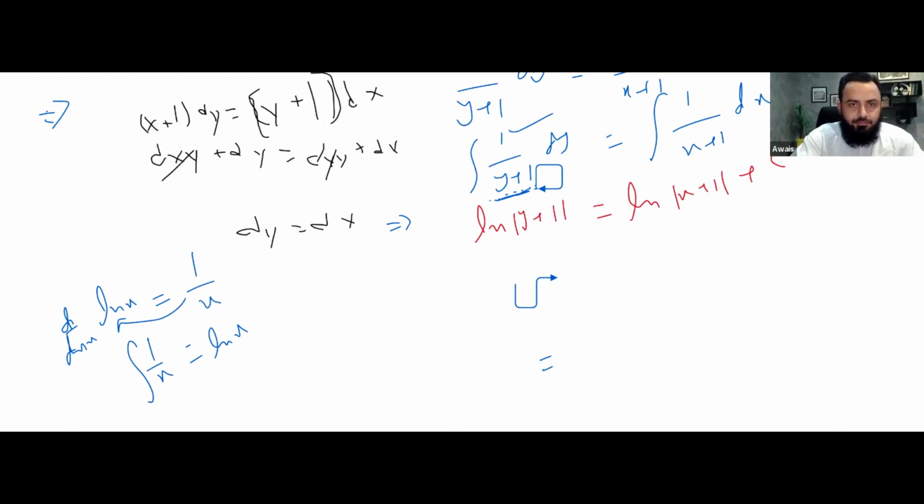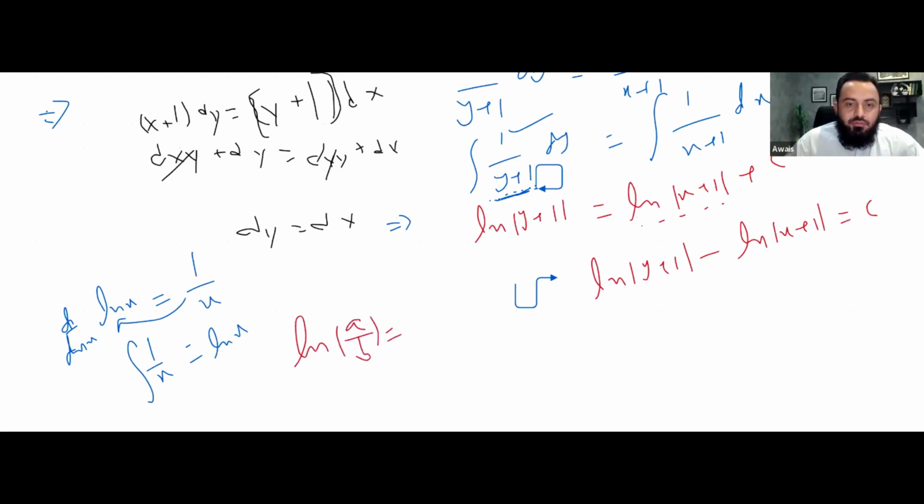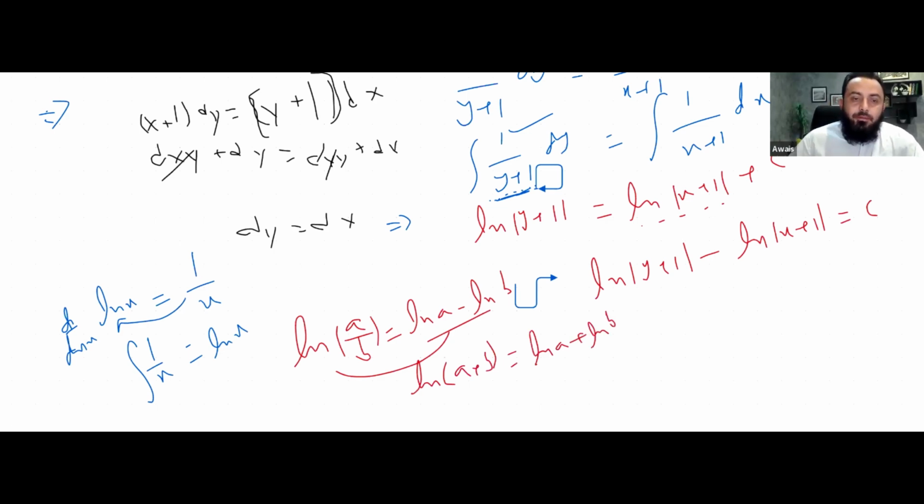Now, how can we simplify? Sometimes we need to simplify the function using logarithmic properties. For example, I can write ln y plus 1 minus, just take this one on the left side, negative ln x plus 1 equals c. Now, in high school algebra, there are properties of logarithm: ln a over b can be written as ln a minus ln b, and ln a minus ln b can be written as ln a over b. And ln a times b is equal to ln a plus ln b. For multiplication, you can add logarithms, and for division, you can subtract, and vice versa.